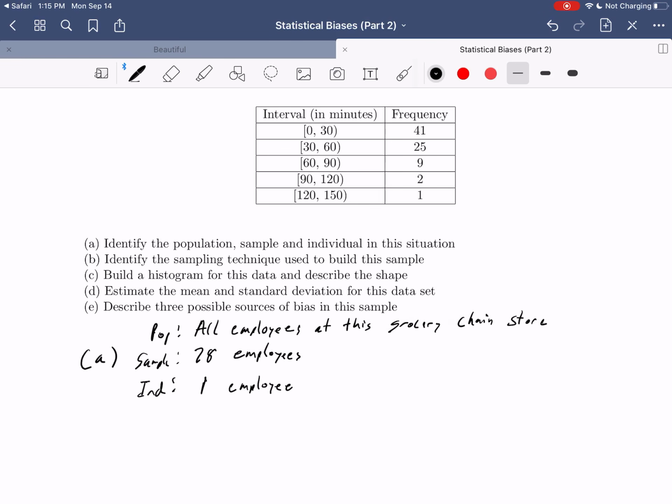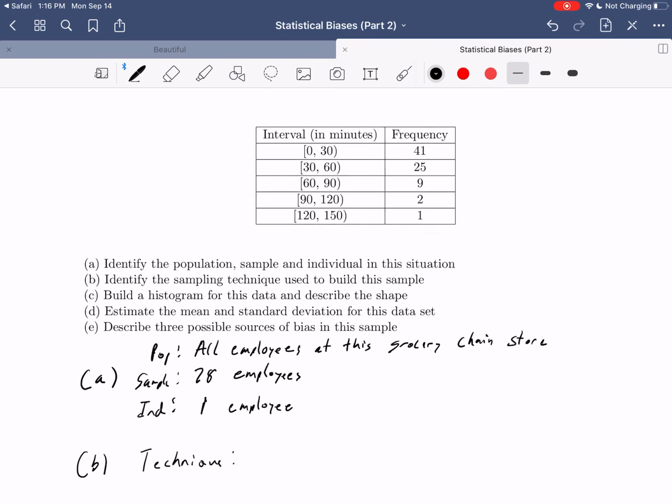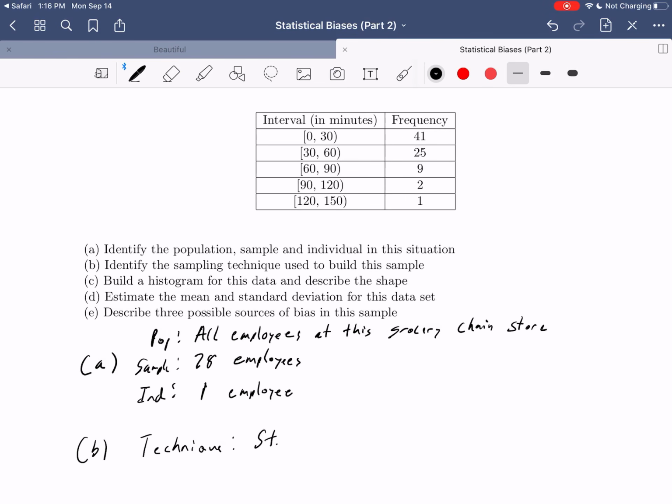All right, let's talk about the sampling technique that was used here. We notice that the researcher talks about randomly selecting, so we know that narrows it down to SRS, cluster, or stratified. In this case, they first classified the major service areas, West Coast, East Coast, and Midwest, and then they made sure to select some people from each region. So that does make this technique stratified here.